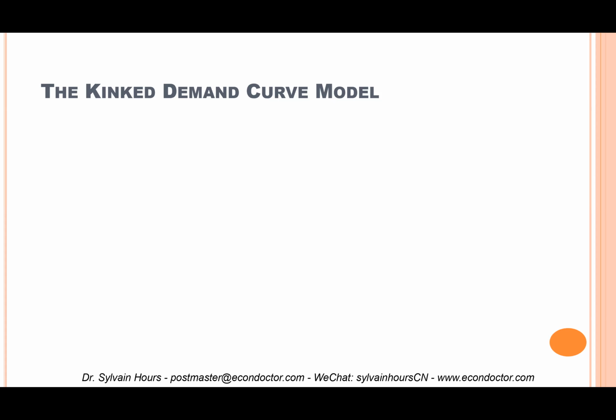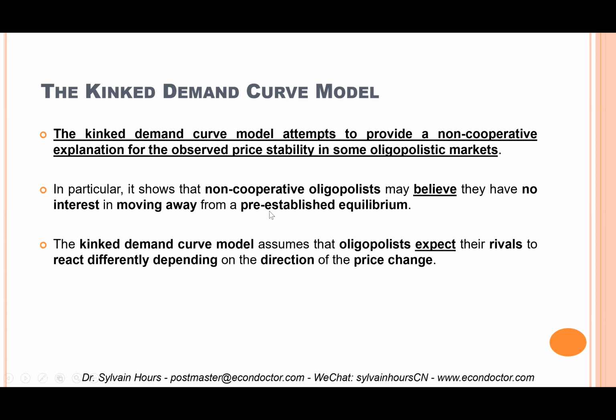Okay, that's basically what the kinked demand curve model aims at explaining, that firms don't change the price, so we can observe some price stability within an oligopoly, even if firms are not engaged in collusion, simply because they are afraid of increasing or decreasing the price. That's it. That's what the kinked demand curve model is about.